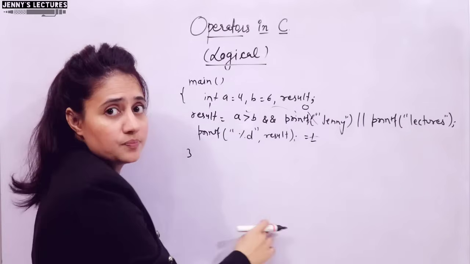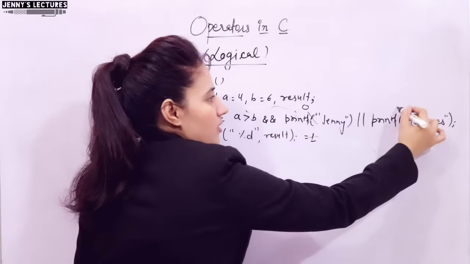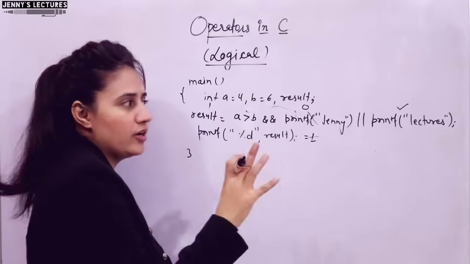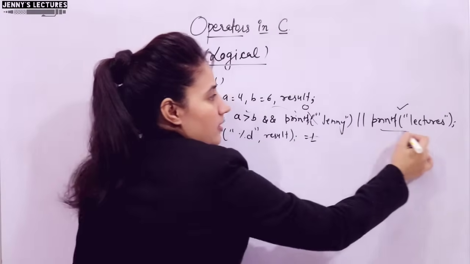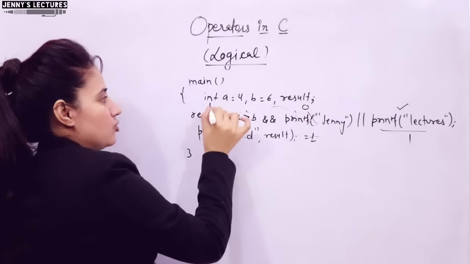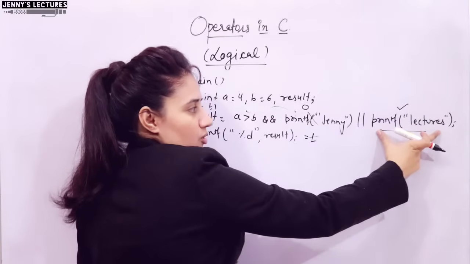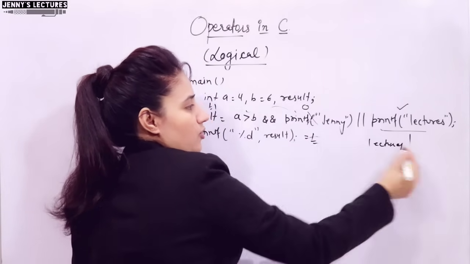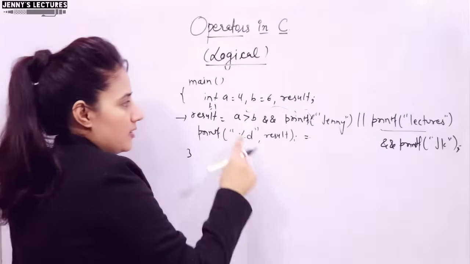Now we have the logical OR. If it is 0, then in logical OR it will check the second one. Second, we have printf lectures. We don't have any false value, we don't have 0, so it will execute this one. So here it means it is 1. So finally 0 and 1 in logical OR will give 1, 1 would be stored in result and 1 would be printed. And when this statement is executed, first of all lectures would be printed, then you will get 1 as output.